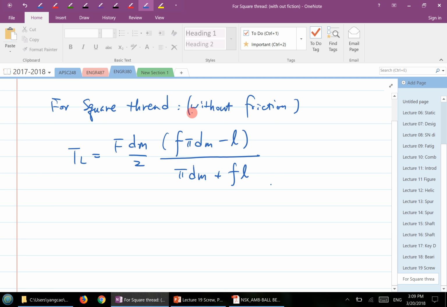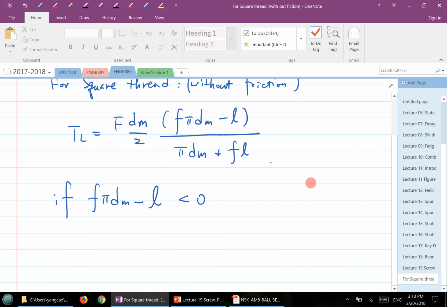Why I want to point this out is this. If you take a look at this formula, on the numerator you have this term, F pi dm minus L. You can literally see this term could be less than 0, right? So what does this term being less than 0 mean? This is the torque that you need to lower the load. For certain situations, somehow this term could be less than 0.